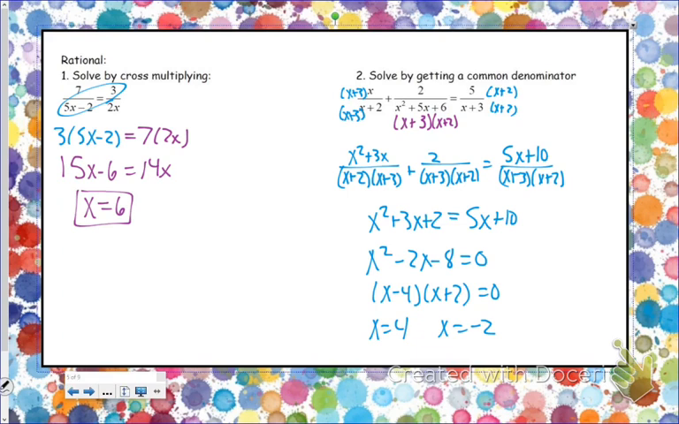But if I go back and plug in negative 2, I would be dividing by 0, so that is an extraneous solution. So my only answer is x equals 4.